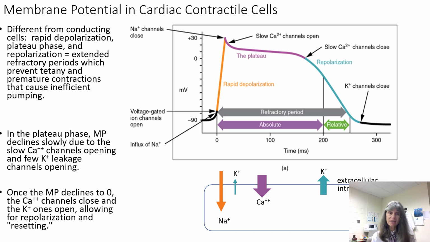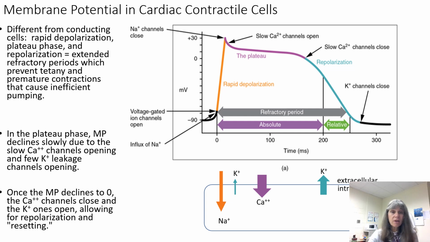Cardiac contractile cells are different from conducting cells because they have a very rapid depolarization that's followed by a plateau phase, and then we have repolarization and extended refractory periods, which will help not only provide tetanic contractions but also premature contractions that could lead to inefficient pumping.